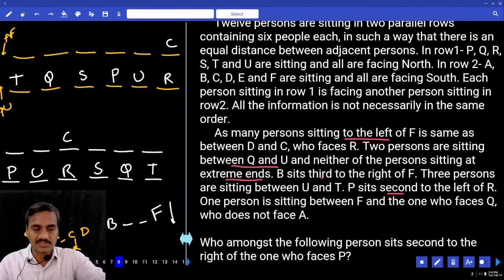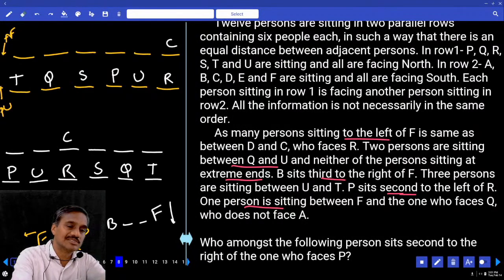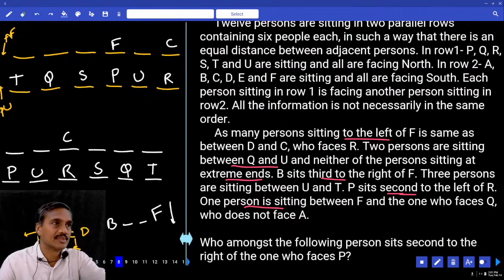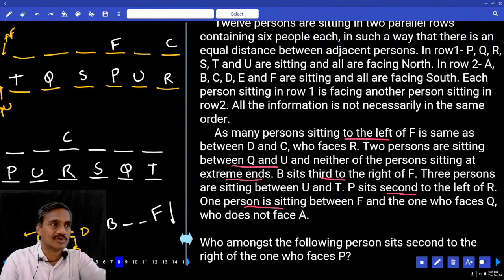And the next one, B sits second to the right of F, and P sits second to the left of R. One person is sitting between F and the one who faces Q. Now, between Q's opposite and F there must be exactly one person. Opposite to Q and F there must be exactly one person.